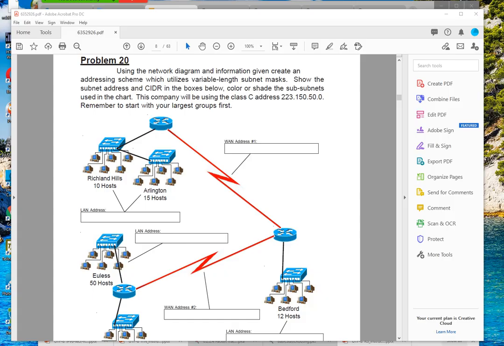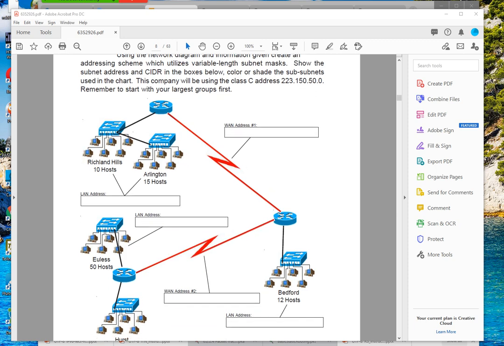Okay, so this is problem 20, and the structure of the problem is very similar, right? Compared to the previous problem, it's almost identical, and the topology is a bit different. What is really unique about this problem is when you look at Richland Hills and Arlington, it is really connected through these two switches, all the hosts.